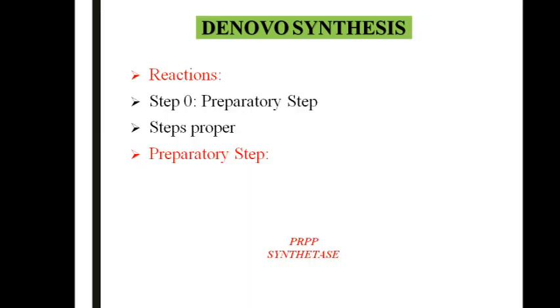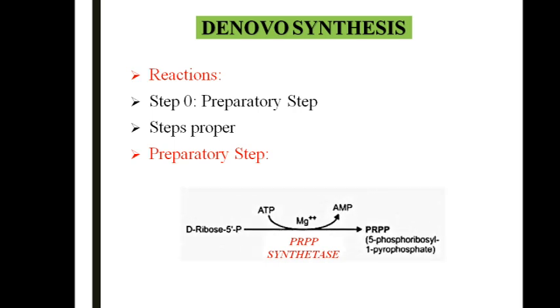Coming to the reactions, there is something called a preparatory step. We call it step 0. Because I told you in the initial slide, the substrate that we require for purine biosynthesis is ribose 5-phosphate, because the entire purine ring is built on ribose 5-phosphate. It produces PRPP, which in turn acts as a source of ribose 5-phosphate for the further reactions to happen. Now this is called the preparatory step.